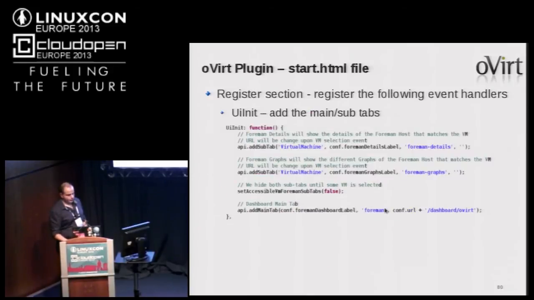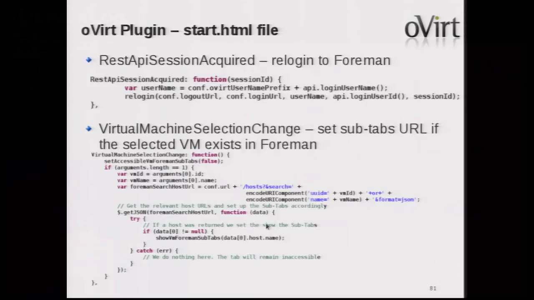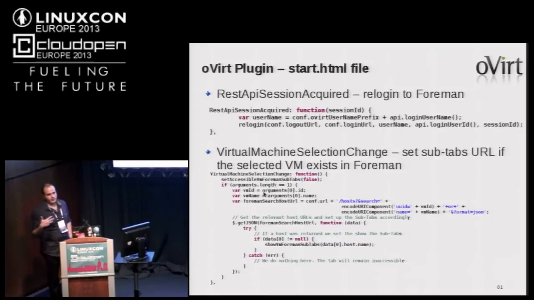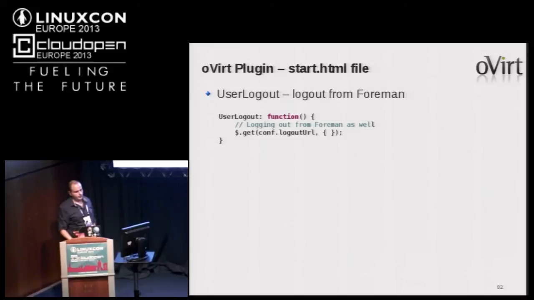And in the virtual machine selected change event, what I did here is I checked whether one VM is selected or more, and if one VM was selected, I reached Foreman to check whether it is aware of this VM or not, because the VM can be, perhaps, created not through Foreman. If it's created through Foreman and Foreman is aware of that, then I will show the subtabs. If it's not created through Foreman, then the subtabs won't be visible. And when the user logs out, in the user logout event, I also logged out from Foreman.